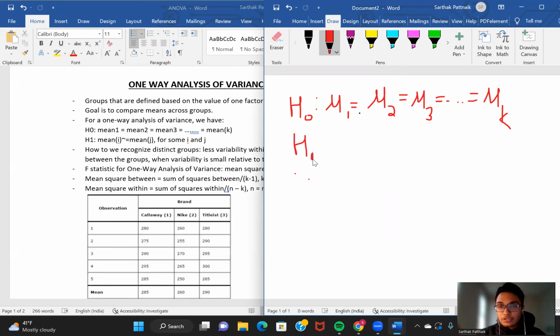The alternative hypothesis here will be that if my mean of ith group is not equal to my mean of jth group, then it means that the measure of variability of the ith group and the jth group is different, and therefore we can surmise that these two groups are actually different from one another. How do we do this?